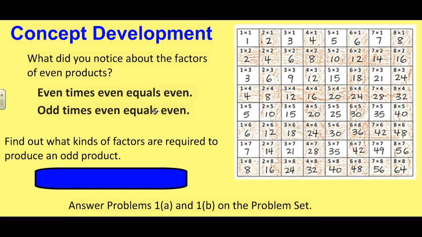Okay, looking back at the table, find out what kinds of factors are required to produce an odd product. So we're not going to be looking at any of the orange squares. We're going to be looking at all of the white squares because all of those have odd products. So look at the numbers that they are multiplying to get that product.